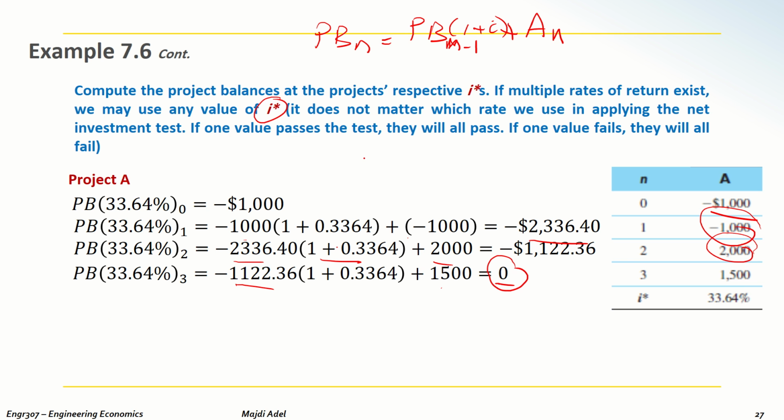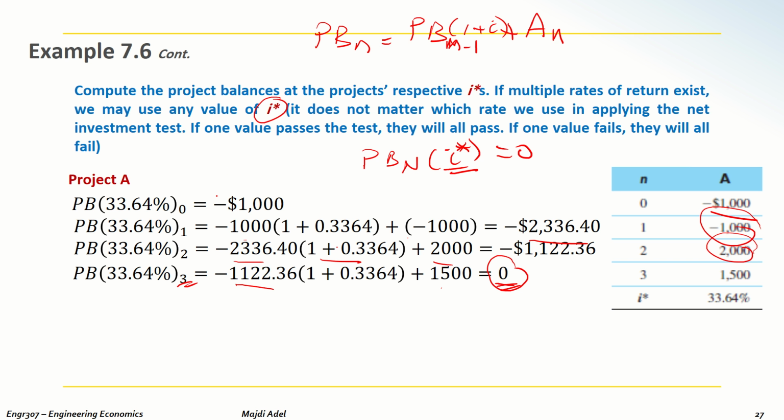Remember that the project balance at the terminal year, at i star, at the internal rate of return, is equal to 0. This is the third definition of the internal rate of return: it makes the project balance in the last year equal 0. And I am calculating the project balance at the internal rate of return, so at the terminal year it should equal 0. If it doesn't equal 0, you have made some calculation error in the previous steps.